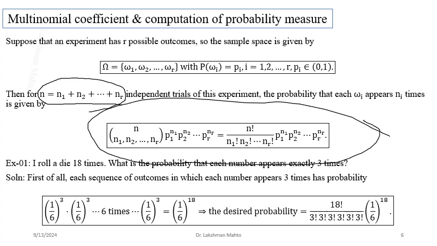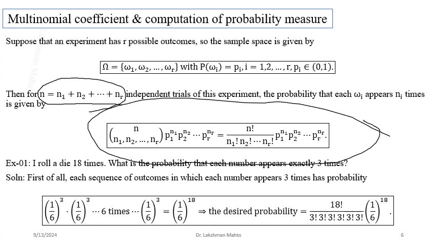So if you roll a dice 18 times, what is the probability that each number appears exactly 3 times? What is the probability of getting a single face? 1/6. And you are rolling a dice 18 times, and each one appears exactly 3 times. Then what is that probability? 1/6 to the power 3, then 1/6, how many times will it come? 6 times. So 1/6 to the power 18.